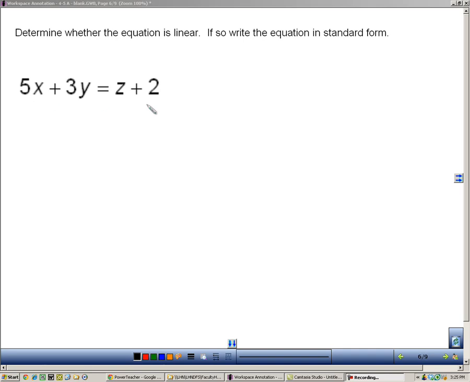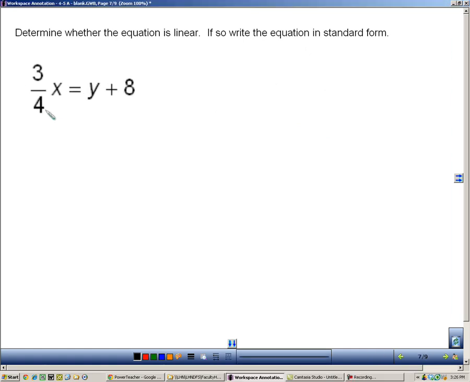This one, looking at this, is it linear or is it not? Well, right off the bat, you notice an x, y, and a z, and you can't have 3 variables. You can only have 2. If you have 3 variables of any kind, you can look at it and just say it's not linear. There's no way you're going to be able to write it in standard form, and you're done.